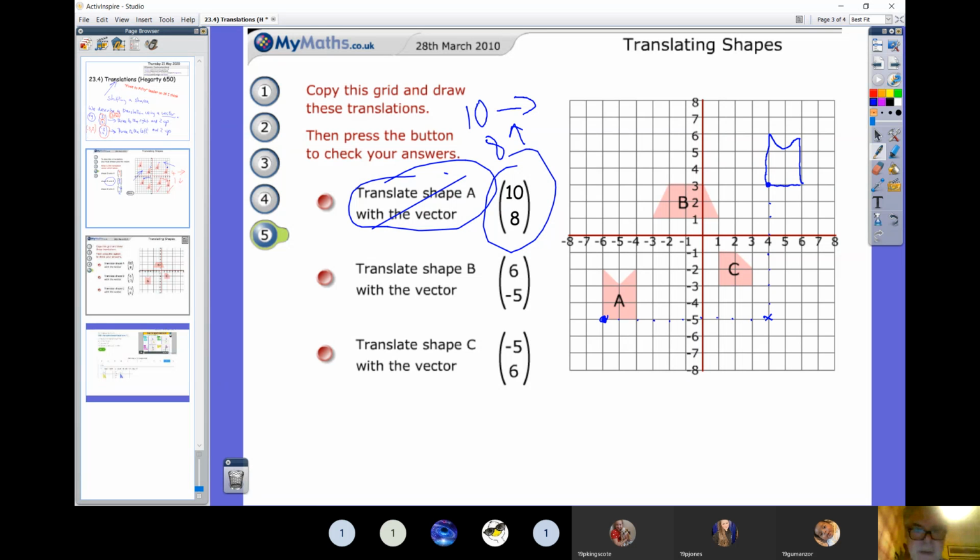you get the idea. For shape B, I would just take a point, doesn't matter which point, say bottom left, and I would move that 6 to the right and 5 down and draw it in. And for shape C, I'd take a point of your choice, move it 5 to the left and 6 up. So remember, the top one is left if it's a negative, right if it's a positive, and the bottom one is up if it's a positive, down if it's a negative. So that's it, first form.